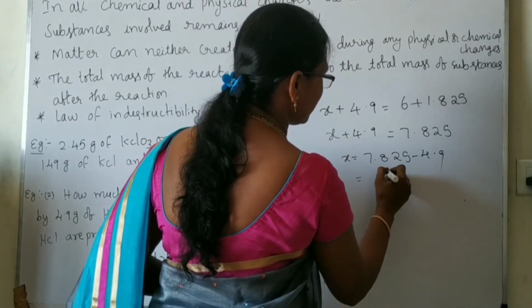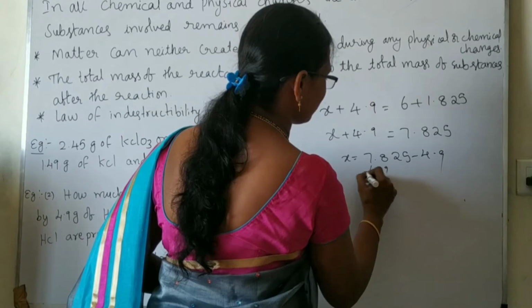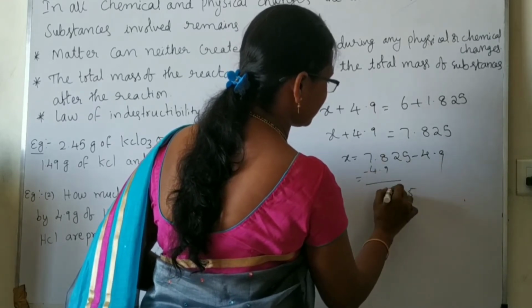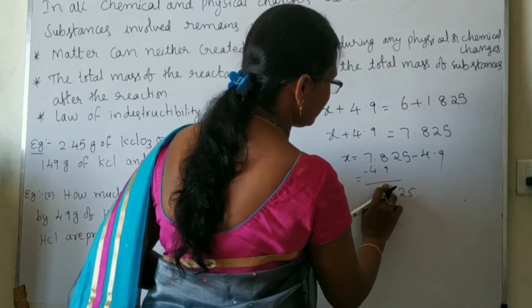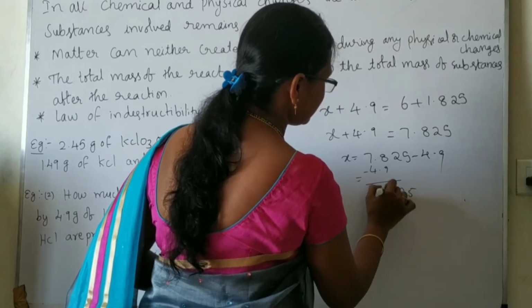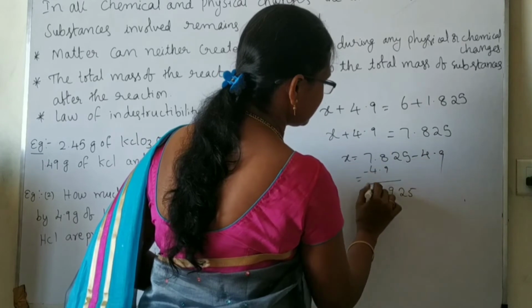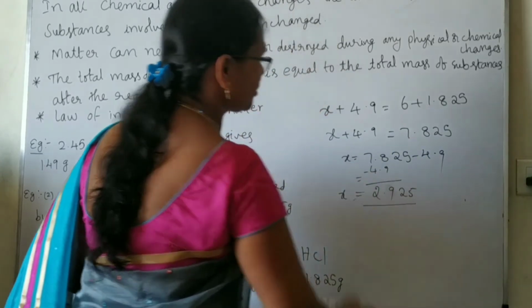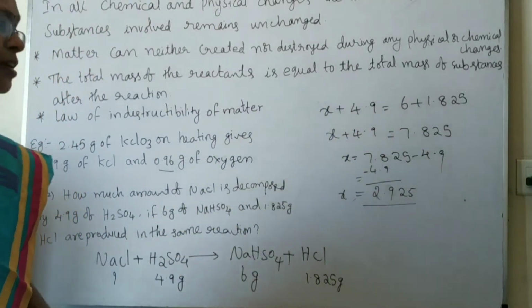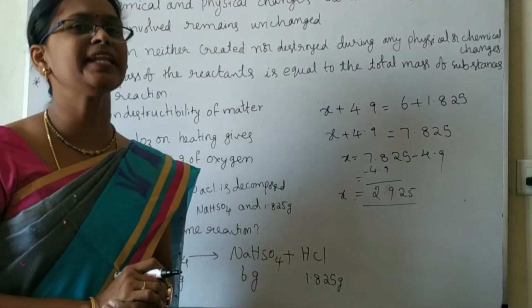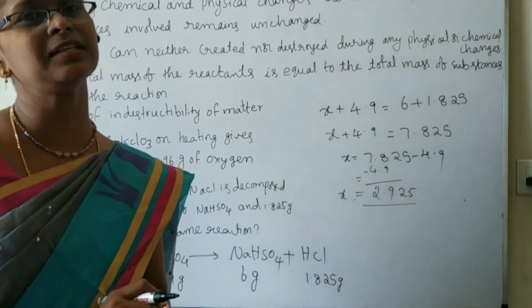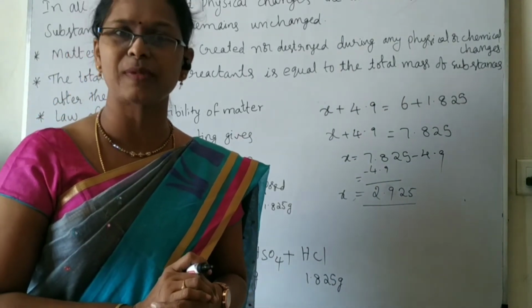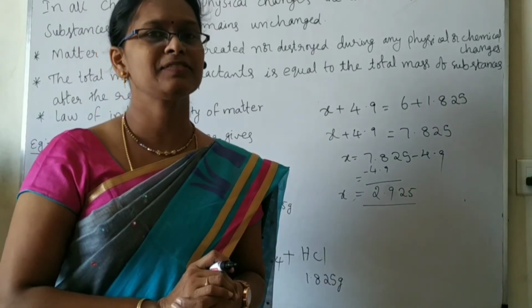So subtracting 4.9 from 7.825: 5 minus 9, borrowing, gives 8 minus 9 and so on, then 7 minus 4 gives 2. So this is the value of X. Okay, so like this we can see. And based on this, any reaction you take, that reaction compulsorily should follow the law of conservation of mass. This is the first one. Next we'll go to the second one.